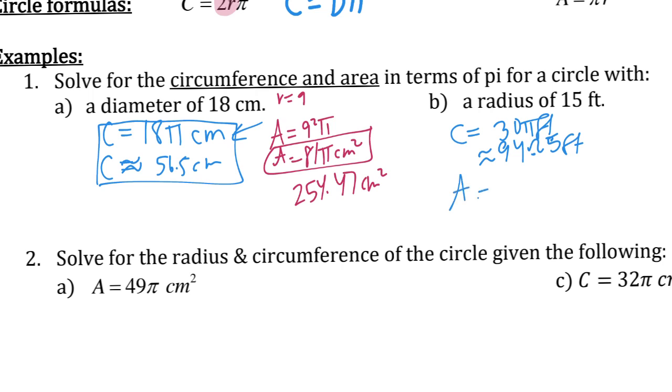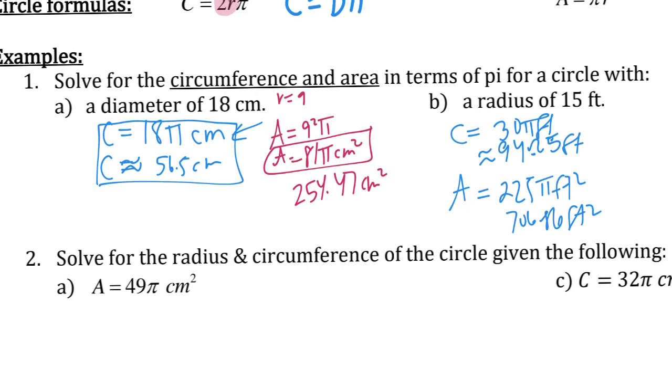For the area, you do the radius squared, 15 squared, which is 225, and you times it by pi, and that's feet squared. If you put that in your calculator, you're going to get 706.86. That's feet squared as well. So the exact is going to be in terms of pi. The approximate would be as if you type it into your calculator.